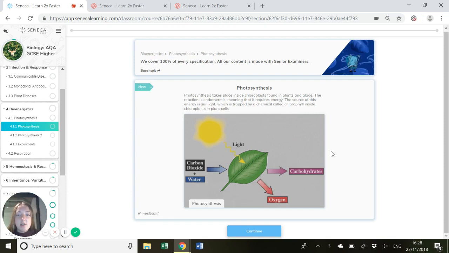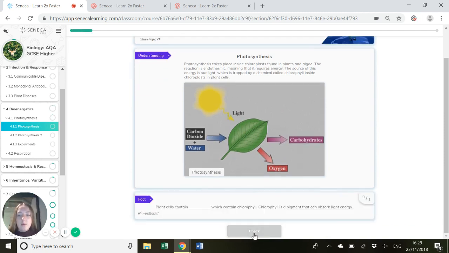So here we've got a nice diagram. The light from the sun provides energy into the leaf. And photosynthesis requires carbon dioxide and water as the reactants. Then using the energy of the sunlight, the reaction takes place, which produces carbohydrates and oxygen. So plant cells which contain chlorophyll. Chlorophyll is a pigment that can absorb light energy. So do you remember what chlorophyll was in? It was chloroplasts.